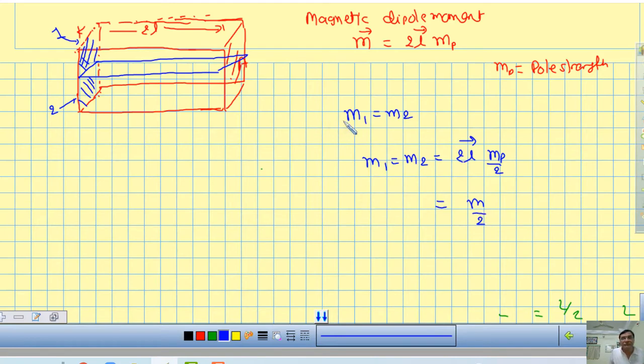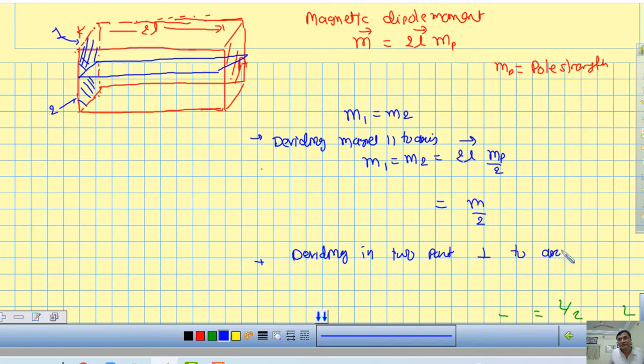So if you divide the magnet parallel to the axis, that is it. And if you divide it in two parts perpendicular to the axis, so like this, I am dividing like this.